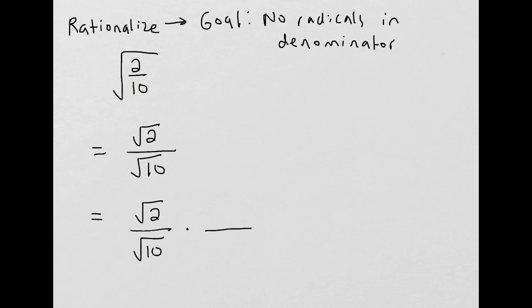Well, remember my goal here is not to have any radicals in the denominator position. So what I'm going to do is multiply the top and the bottom by the square root of 10 in this case.